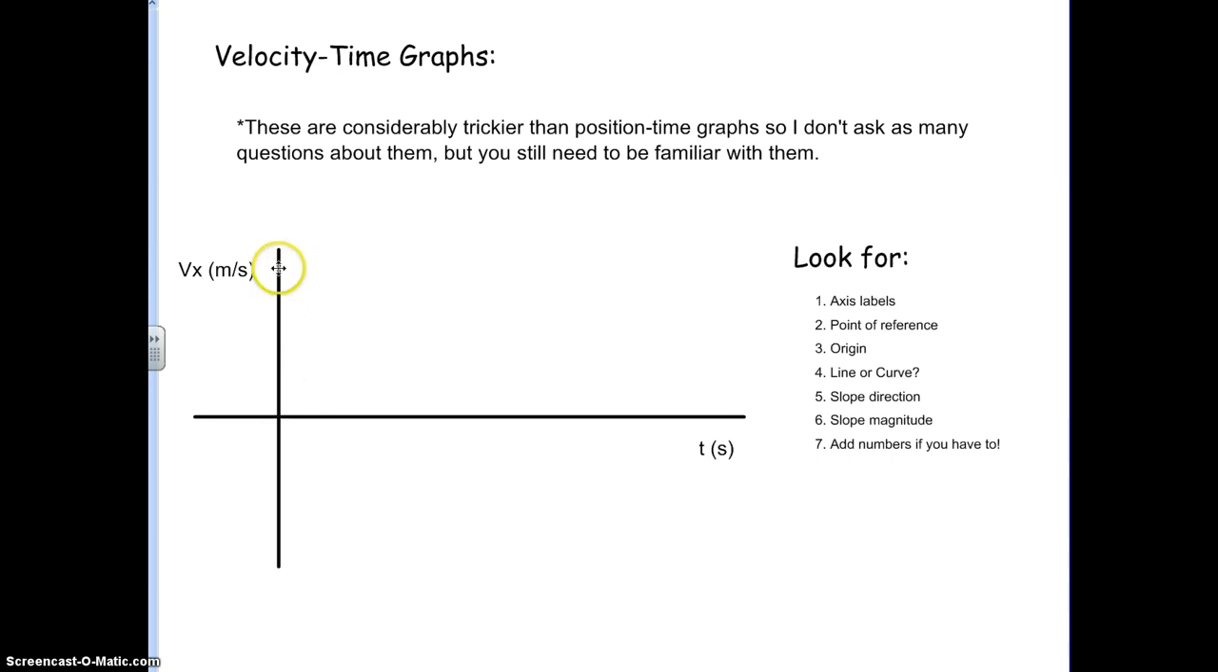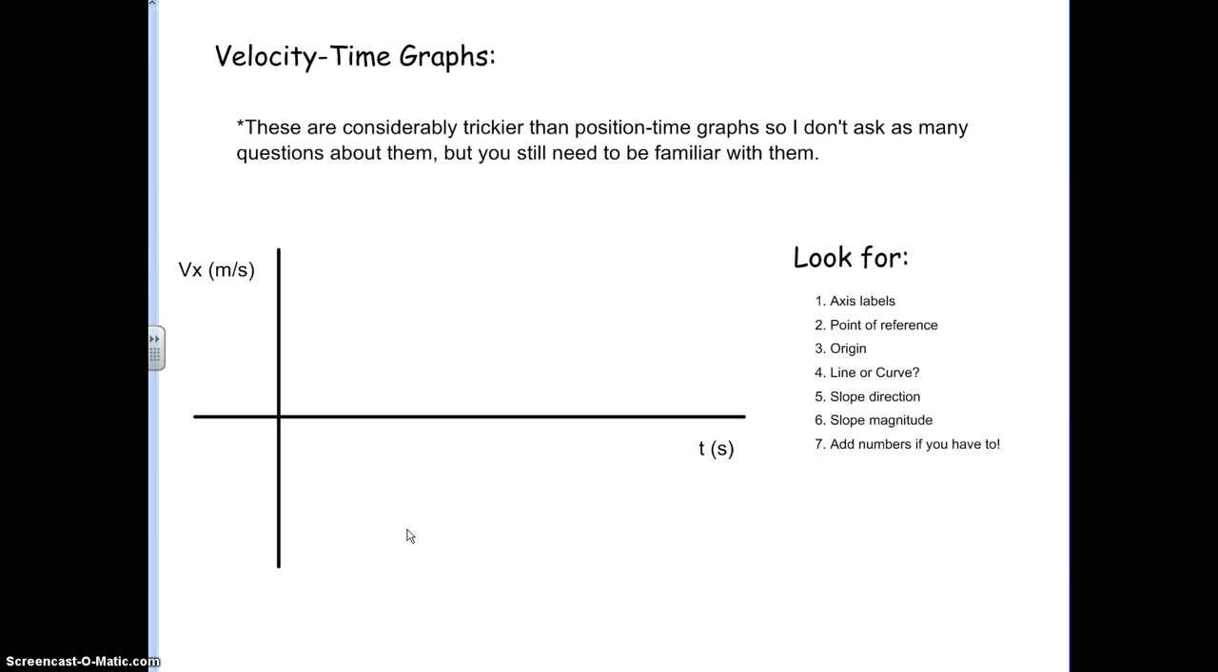Now our origin here, our intercept on this axis, actually tells us our initial velocity. It doesn't really tell us our starting point. And where that ends up going to might tell us our final velocity, but it doesn't tell us anything about our ending point. So velocity time graphs don't tell you about position. They tell you about changes in velocity.